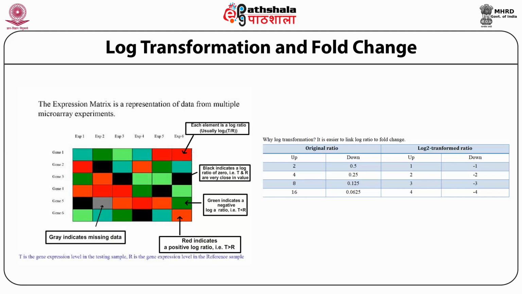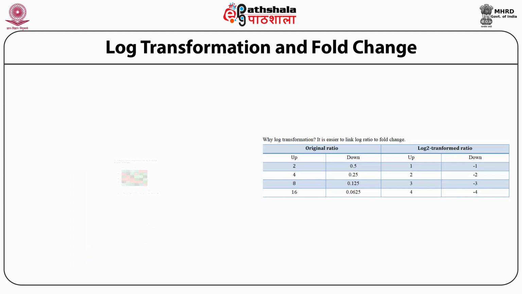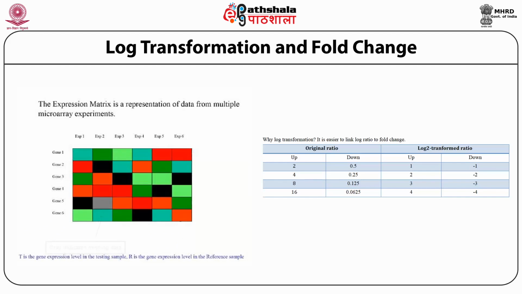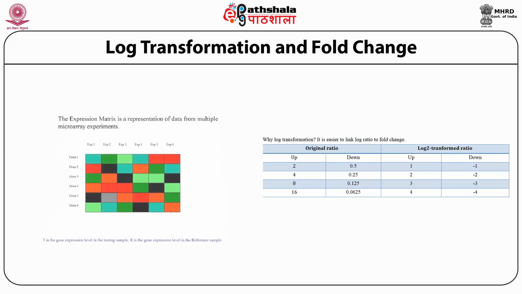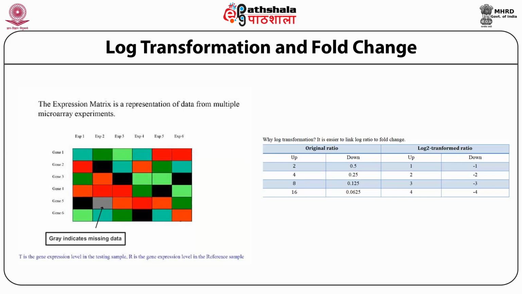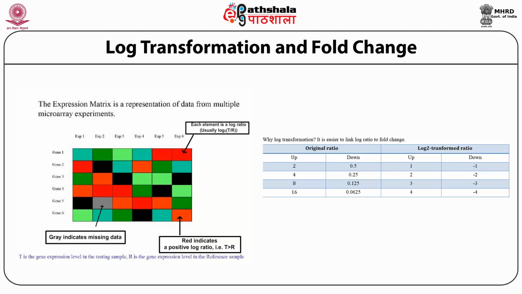So you could always question why log2 transformations, why not just a linear scale? Well, I'm going to explain the reason very briefly. Let's imagine the scenario shown in the table, where there's an upregulation of a particular gene, say 2-fold, 4-fold, 8-fold, 16-fold, and then there are equal downregulations like 1/2-fold which is 0.5, or 1/4-fold which is 0.25, and 1/8-fold which is 0.125, and so forth.